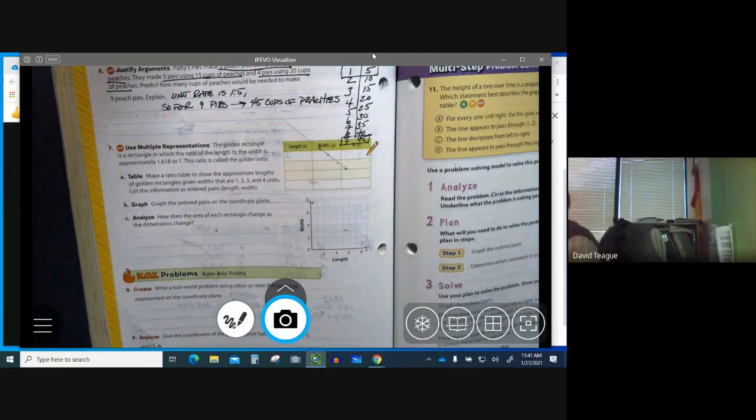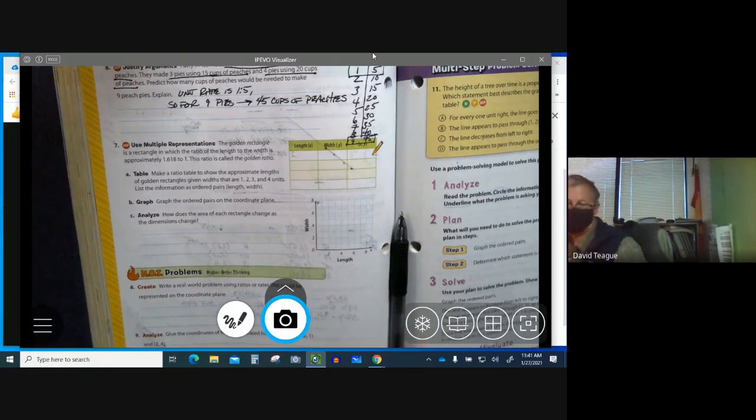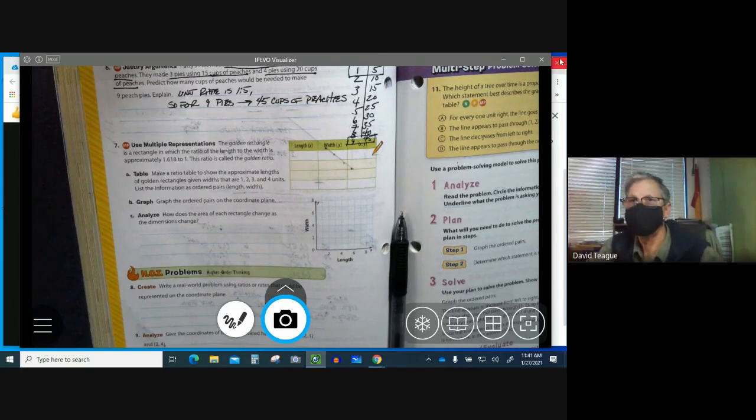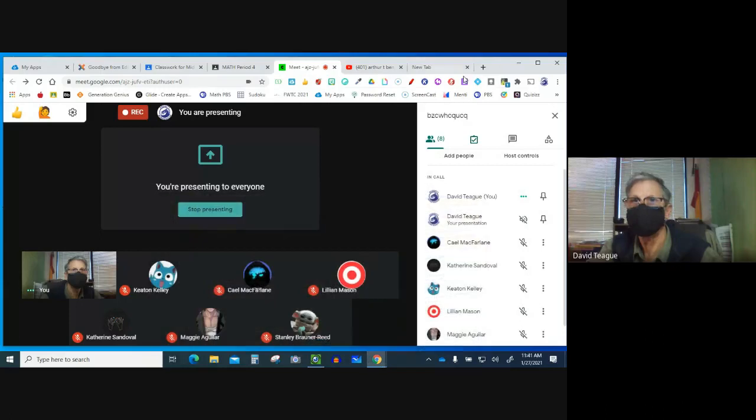Okay. Number 7, use multiple representations. The golden rectangle is a rectangle in which the ratio of the length to the width is approximately 1.618 to 1. This ratio is called the golden ratio. Why do they call it the golden ratio? Let's look that up, just for curiosity.